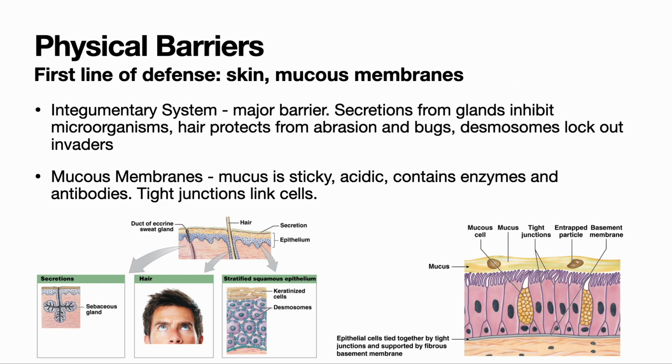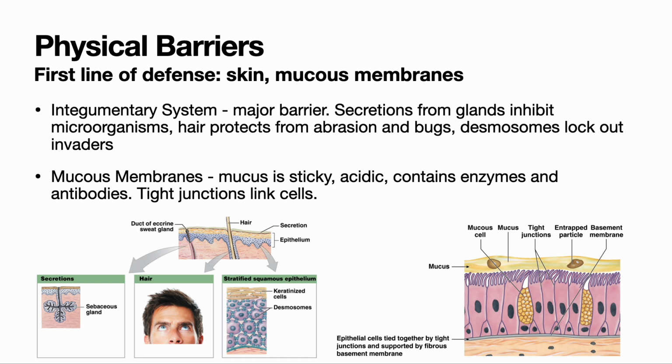So let's start with that first mechanism, which are physical barriers. And this is going to include the skin and mucous membranes, often referred to as the first line of defense, because the integumentary system is a major barrier for potential pathogens to breach. You have a number of ways that your skin protects you from potential pathogens. One is the secretions from your sweat glands and your sebaceous glands that you learned about way back when you did the integumentary system in A&P1.